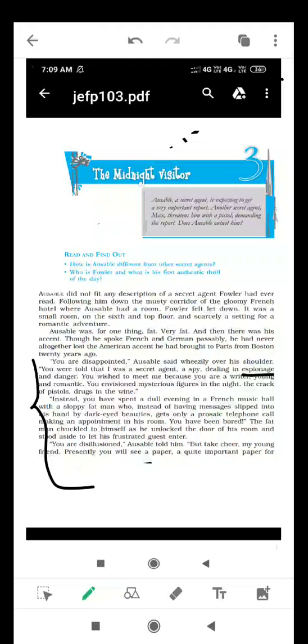Today in this lecture, we would discuss a very beautiful story named The Midnight Visitor, written by Robert Arthur Jr. Robert Arthur Jr. was an American writer. He particularly wrote mysterious stories. That means stories that are quite confusing and strange. And thus he became a very renowned writer in the arena of American literature.